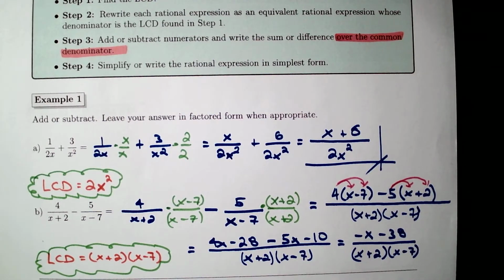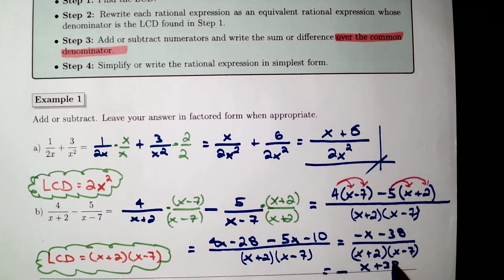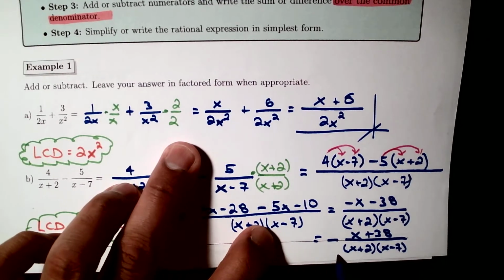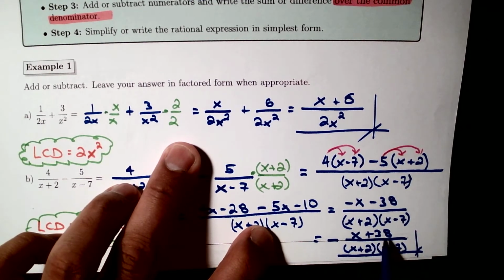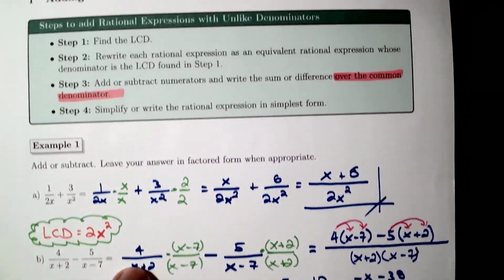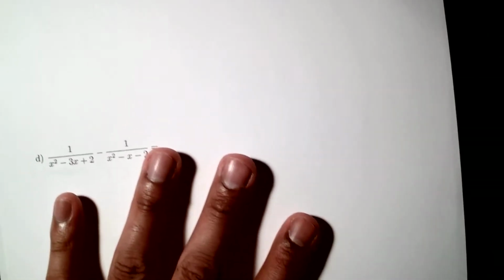Okay, so what are we going to do here? Well, there's only one thing that we may do to simplify this, because I mean we cannot factor out anything in the numerator other than the negative sign. So this will be negative x plus 38 divided by x plus 2 x minus 7, and this will be our final answer. Okay, let's move to the next page, see what's in there.